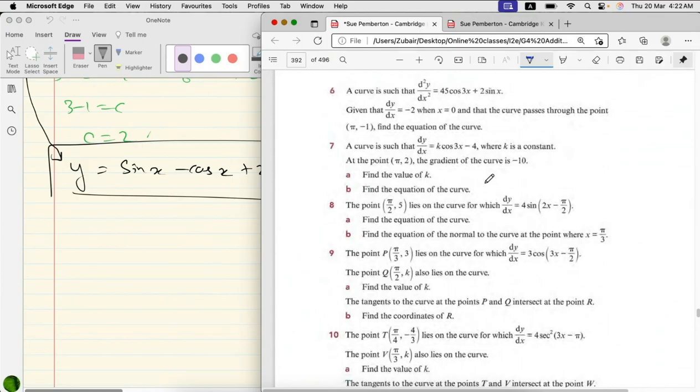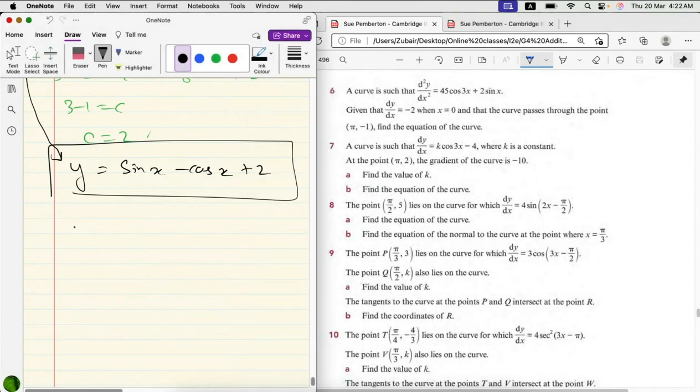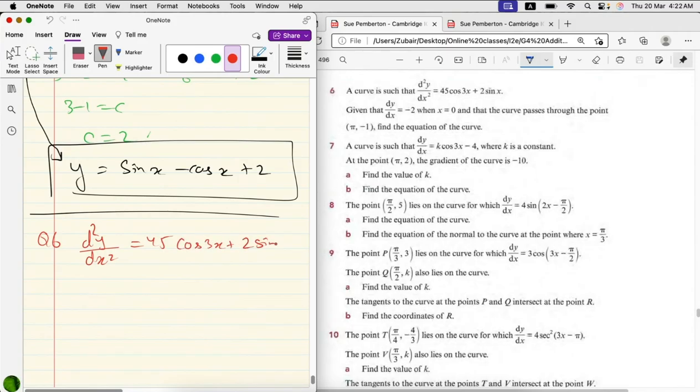Now look at question 6. It would require integrating it 2 times because the double derivative is given. So you integrate it once, and you just do the same things again. Yes. Cos of 3x plus 2 sine x.